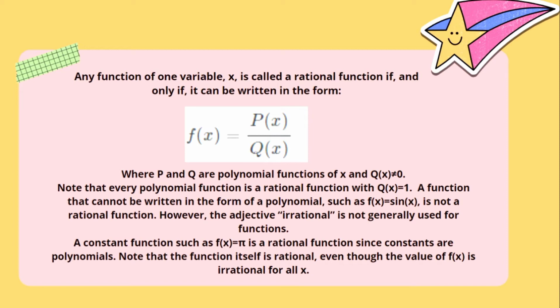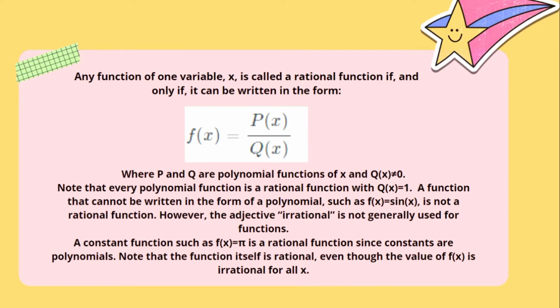However, the adjective irrational is not generally used for functions. A constant function such as f of x equals pi is a rational function, since constants are polynomials. Note that the function itself is rational, even though the value of f of x is irrational for all x.